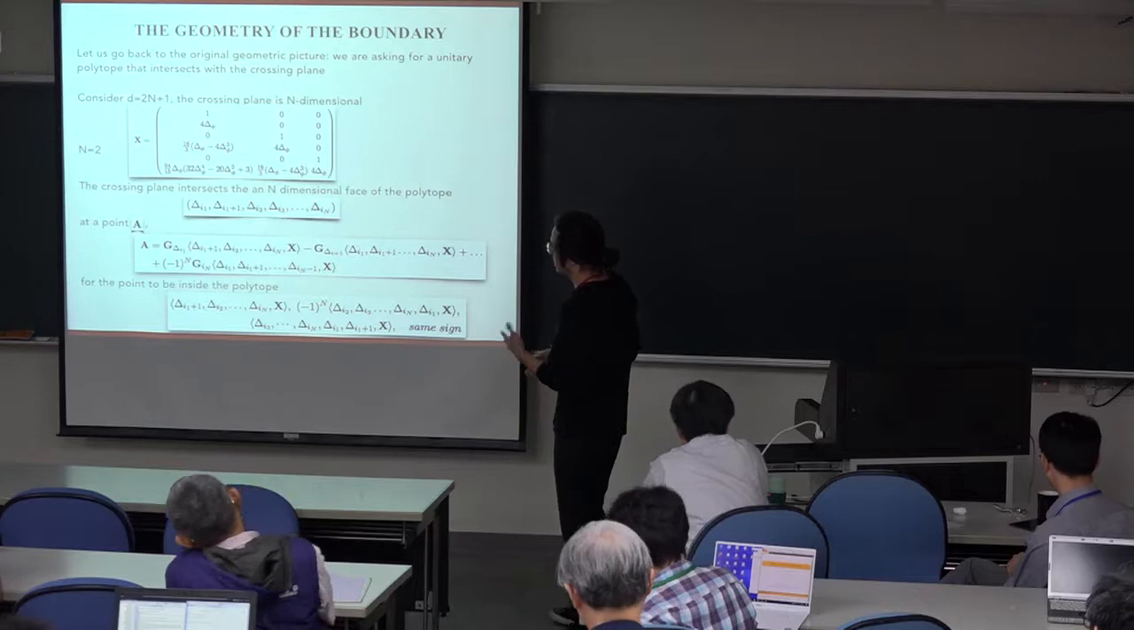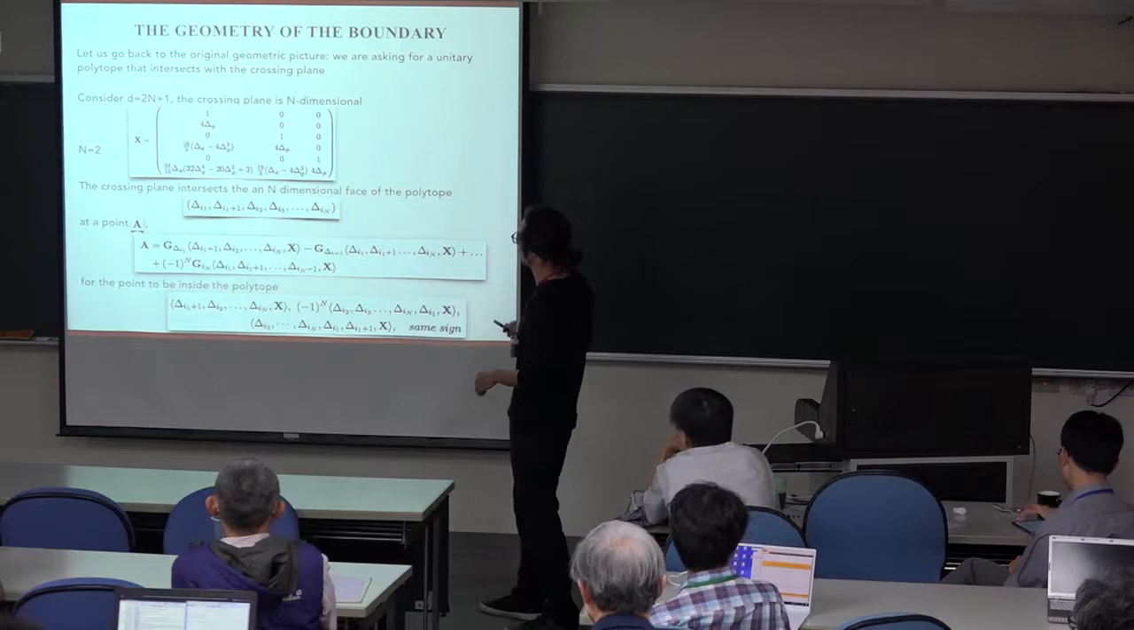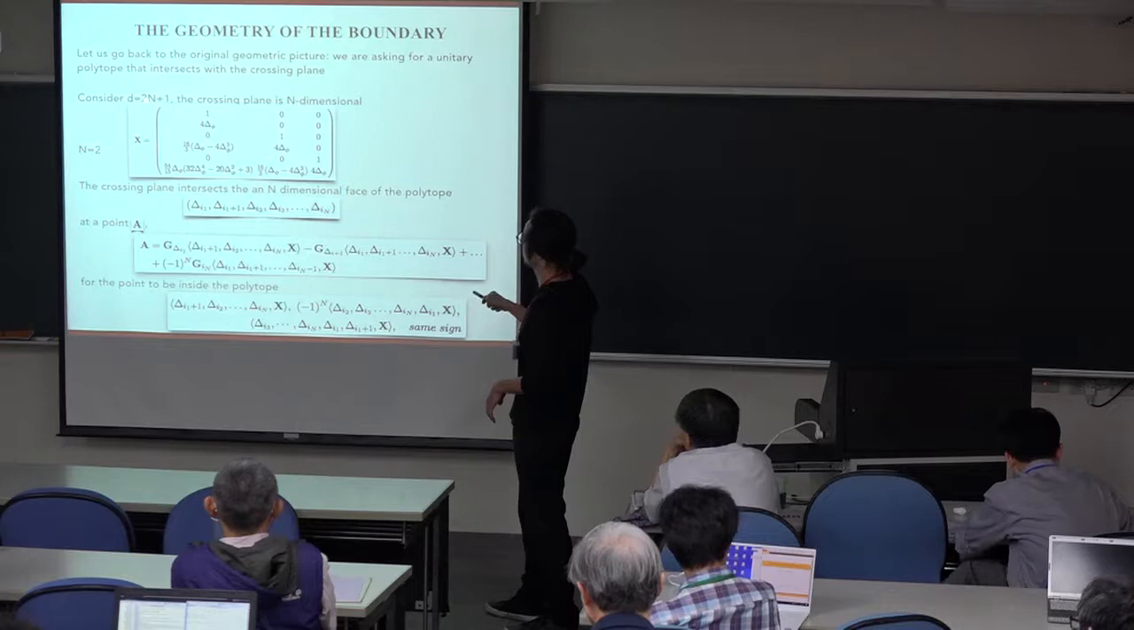But really, there's nothing complicated about these 2n and n. So just bear with me. For the crossing plane, it's going to be n dimensions. For example, for n equals 2, which means you're doing a Taylor expansion to 5 derivatives, you have these coefficients here.